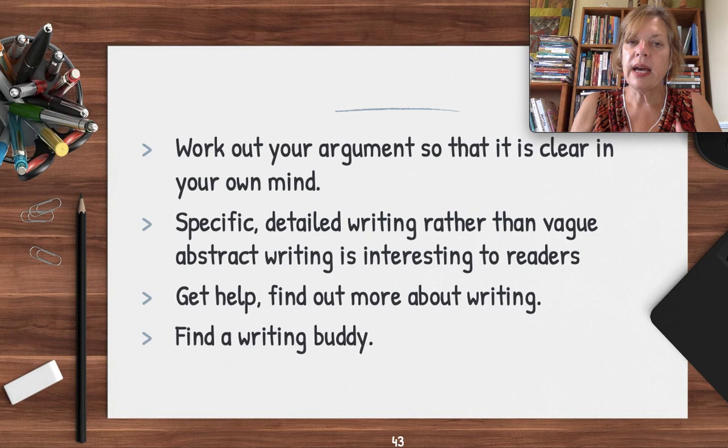Work out your argument beforehand so that it's clear in your own mind and you're not mixing things up halfway through the paper. And that's why that problem purpose statement is so useful. And then focus your writing around specific detailed writing rather than abstract vague writing, because detailed writing is so much more interesting to readers. You know, Charlemagne's peaches compared to Charlemagne's fruits, very different story, right? When you're thinking about Charlemagne's peaches, you get this image in your head about those peaches. And that's what detailed writing does for your audience.